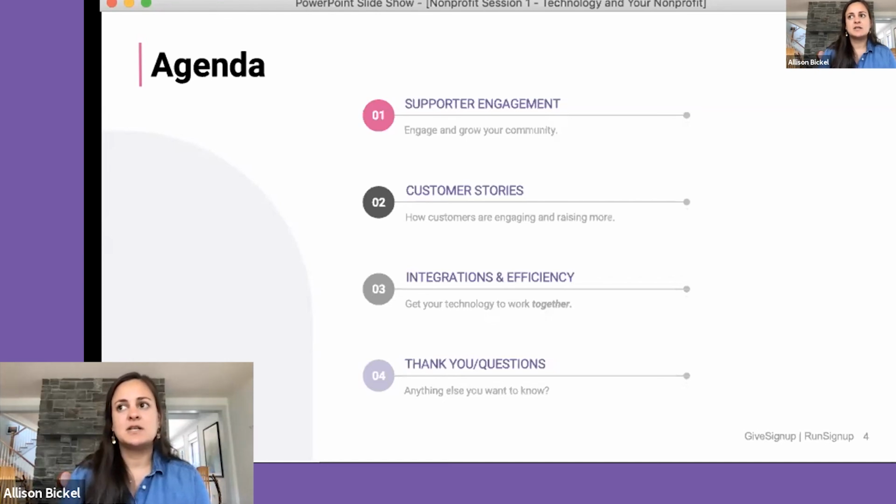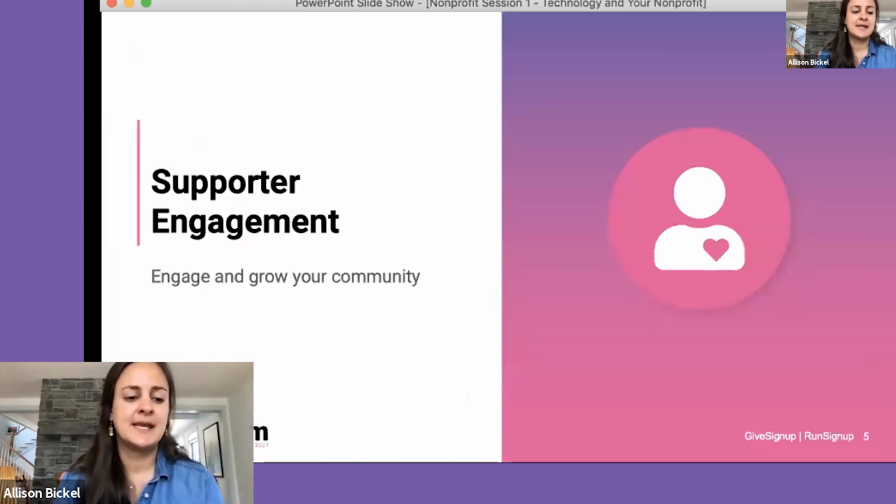And then finally, we're going to talk about integrations and efficiency for your nonprofit. A lot of our customers already have a CRM or a donor management system where they're maintaining and managing all their data. And we're going to talk about how you can get your GiveSignup technology and all the other tech tools that your nonprofit is using to implement your mission and programs and fundraising in a really integrated and automated way. And hopefully we'll have a little bit of time for questions at the end.